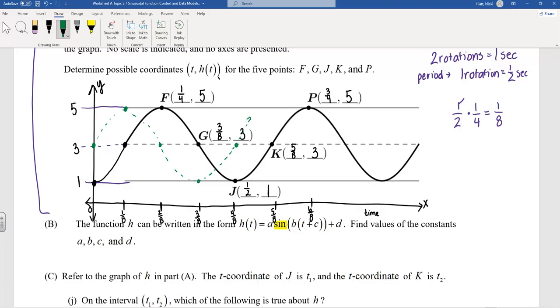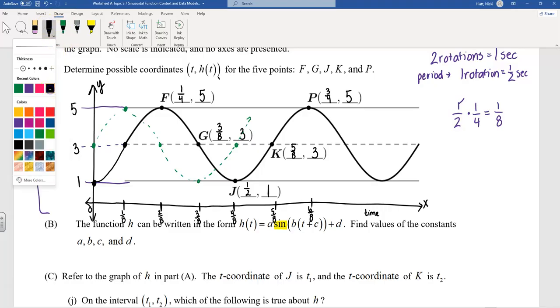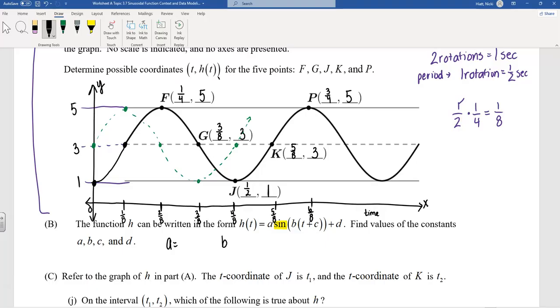So they've told us we have to use sine. We've got to find A, B, C, and D. I think A and D are the easiest to find. Braden, what is A going to be for this one? 2. And Zane, what about D? 3. Right, amplitude is A. Midline is D. Now we could go back and make A negative later if we want.